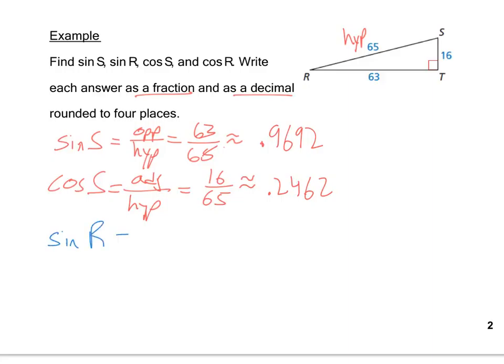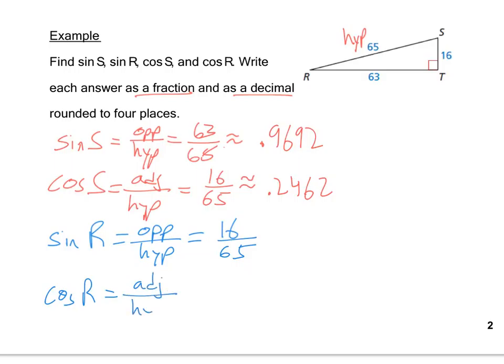The sine of R, well, that's opposite over hypotenuse, okay? And so the sine of R is going to be the opposite to R, which is 16. Now we're starting at R, and we're going from the opposite of R, and the hypotenuse is still 65. Okay? The cosine of R is the adjacent over the hypotenuse. So starting at R, we're going to go adjacent, that's 63 over 65.